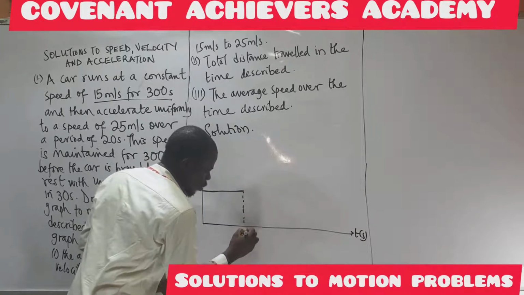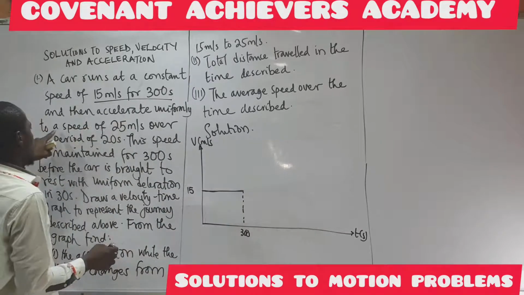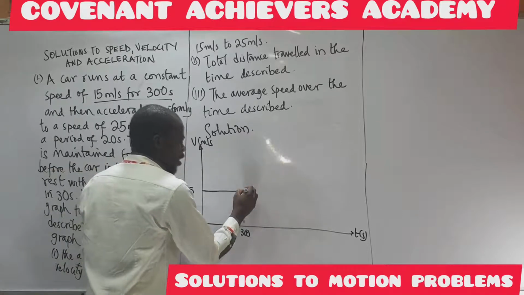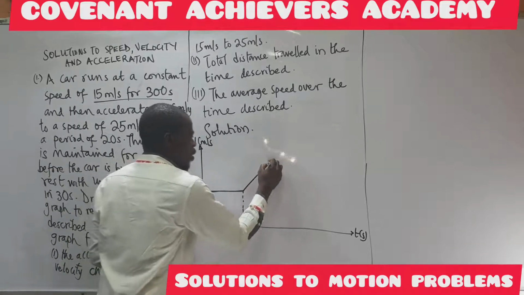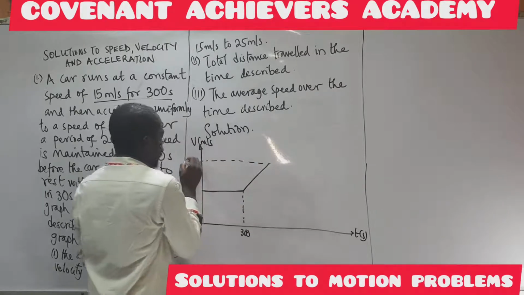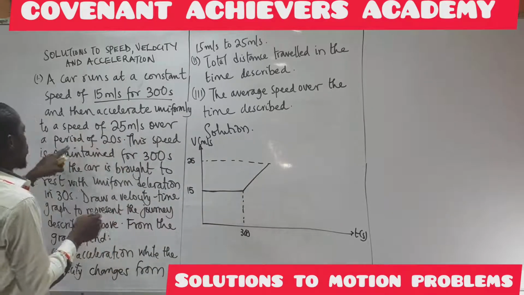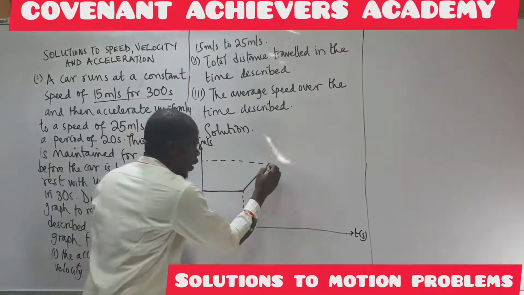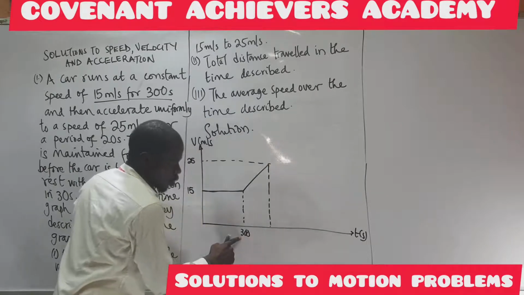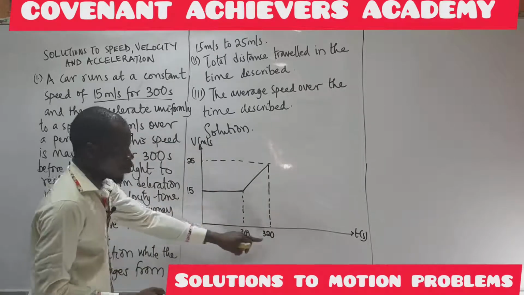That is 300 seconds. And then it accelerates uniformly to a speed of 25 meters per second. From this point, it now accelerates uniformly to a speed of 25 meters per second over a period of 20 seconds. So 20 plus 300, that gives us 320.